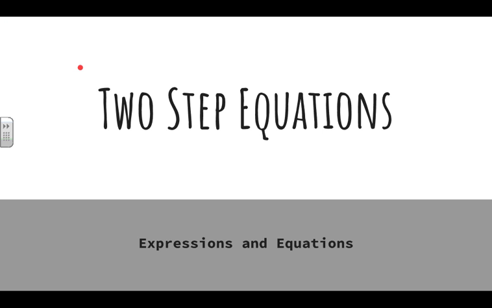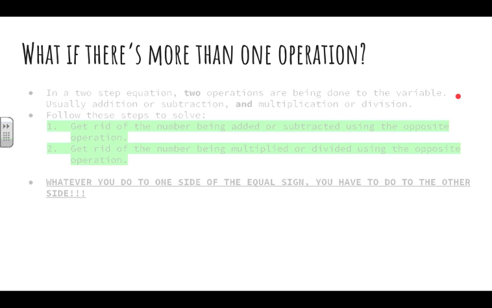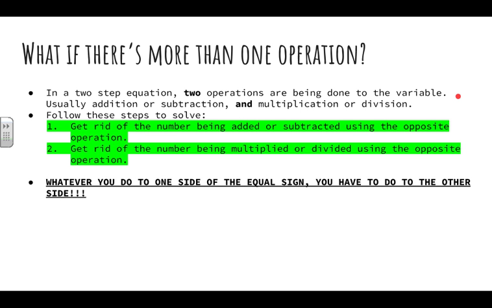So today we're talking about how to solve two-step equations. Two-step equations contain two steps. That is why they are named two-step equations. So let's take a look at how that works. A two-step equation has two operations going on in it. Usually you've got addition or subtraction, and you've also got multiplication or division.